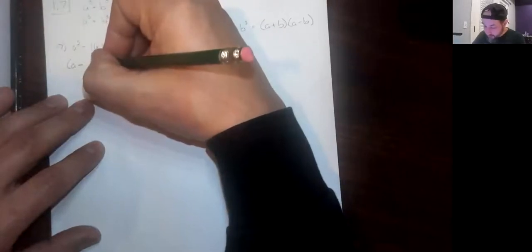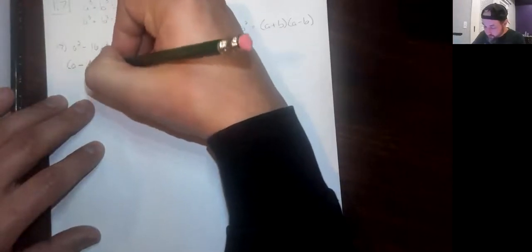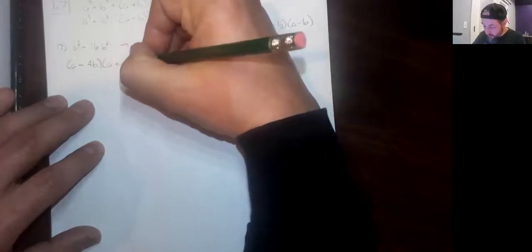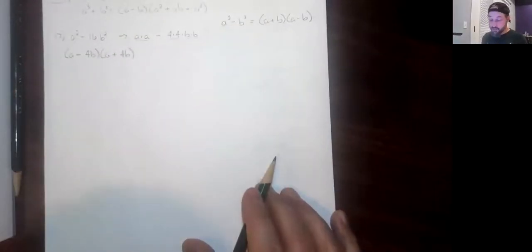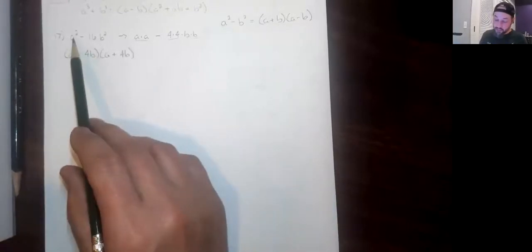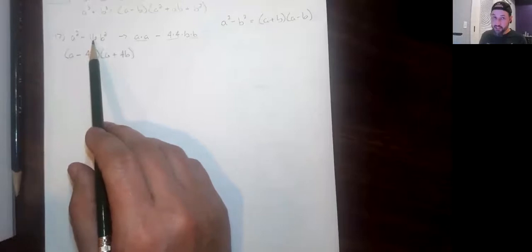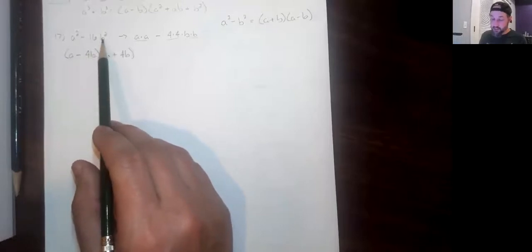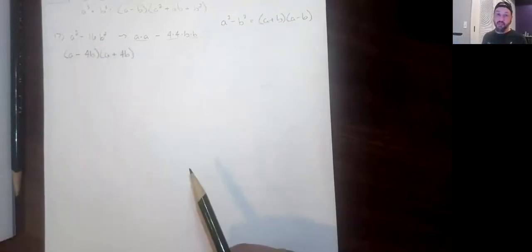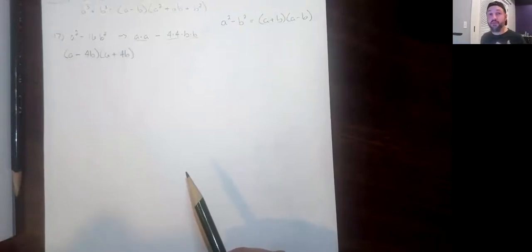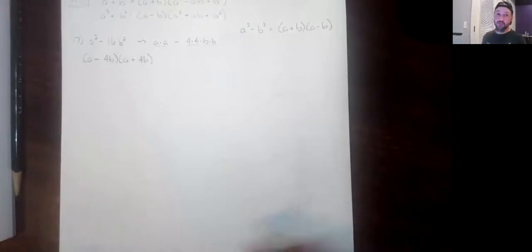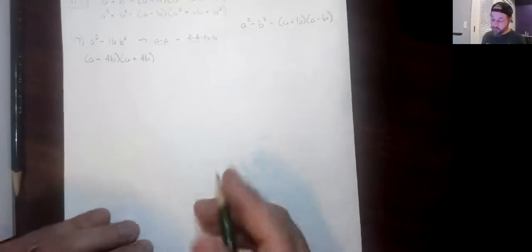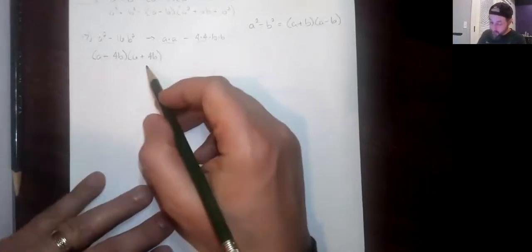So what we have is a minus 4b, a plus 4b. That's it, done. I didn't have to do any guesswork. All I had to know is what's the square root of a squared? a. Square root of 16 is 4. Square root of b squared is b. And I just plug them in. There's no guesswork. That's the nice thing about the special factors, the perfect squares, perfect cubes. There's a formula. You just have to plug terms in.